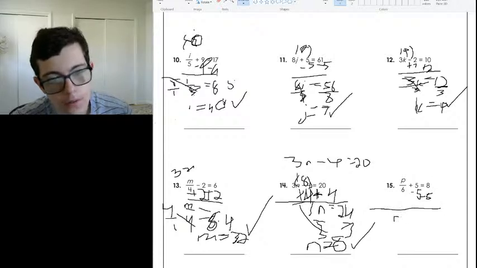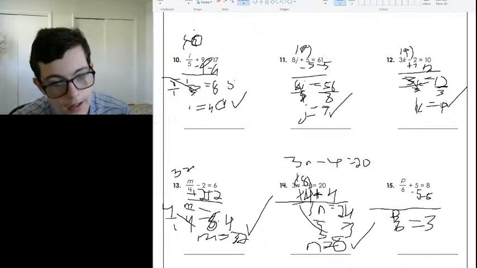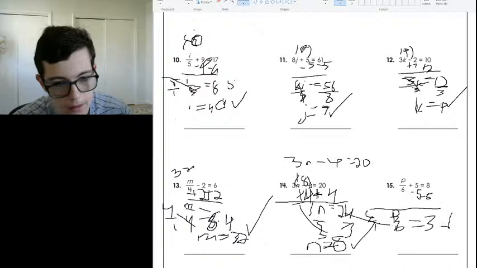To get p over 6 equals 3. Next we're going to multiply both sides by 6. To get p to be 18.